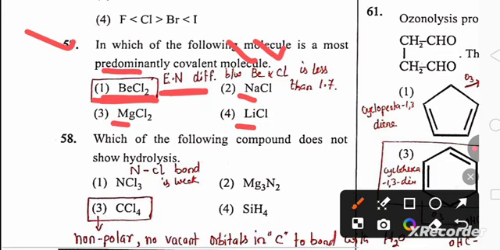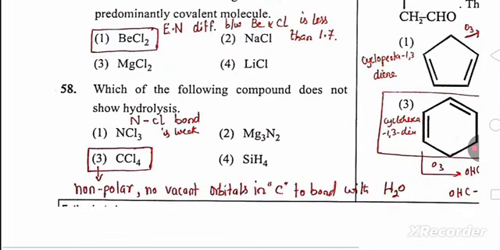electronegativity difference is very less compared to other metals with chlorine, where electronegativity difference is very high. Whereas between beryllium and chlorine, the electronegativity difference is less than 1.7. So beryllium chloride is predominantly covalent in nature because their electronegativity difference is very less.